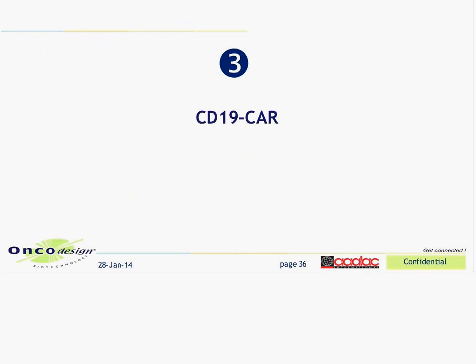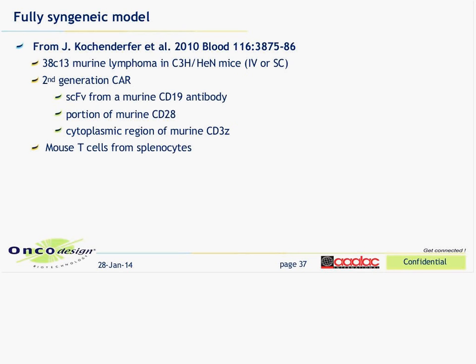So we'll take the example of the CD19 CARs in order to highlight all these three different experimental systems in vivo. So I've selected a few papers from the literature, and the first one is to illustrate a fully syngeneic model. So this is the results from a paper published in Blood in 2010, and the model used in this case is a B lymphoma.